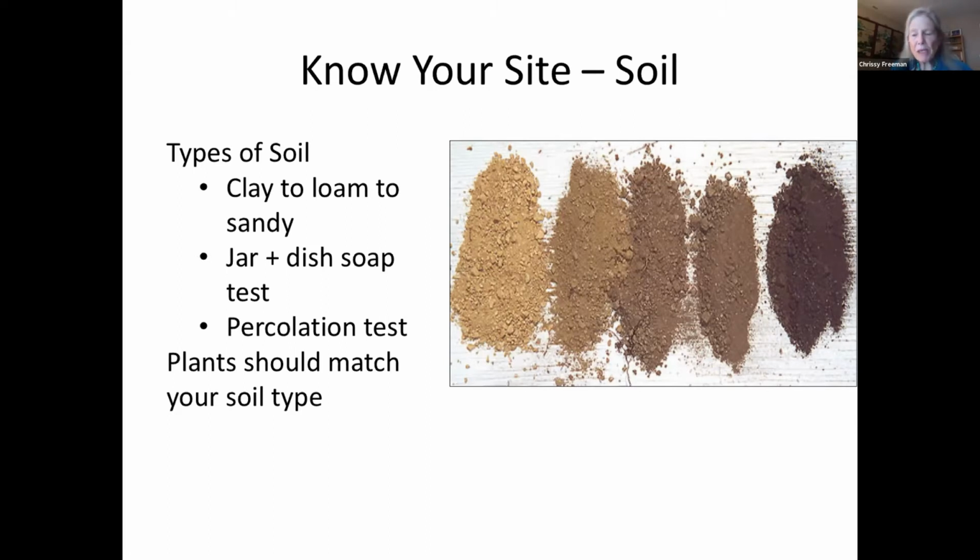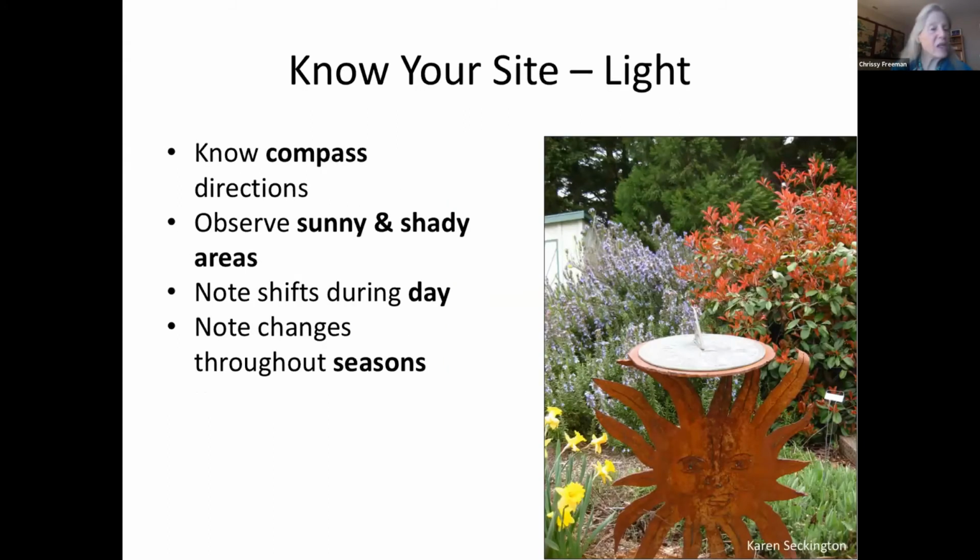Become familiar with the patterns of light in the area you're going to be landscaping with natives. Know which way is south and west, so you'll know where the strongest and longest sunlight comes from. Plants love eastern light, you know that. So observe the sunny and shady areas throughout the day and across the seasons. Doesn't mean you can't do anything until you've been there for a whole year, but if you know the directions, you can extrapolate.